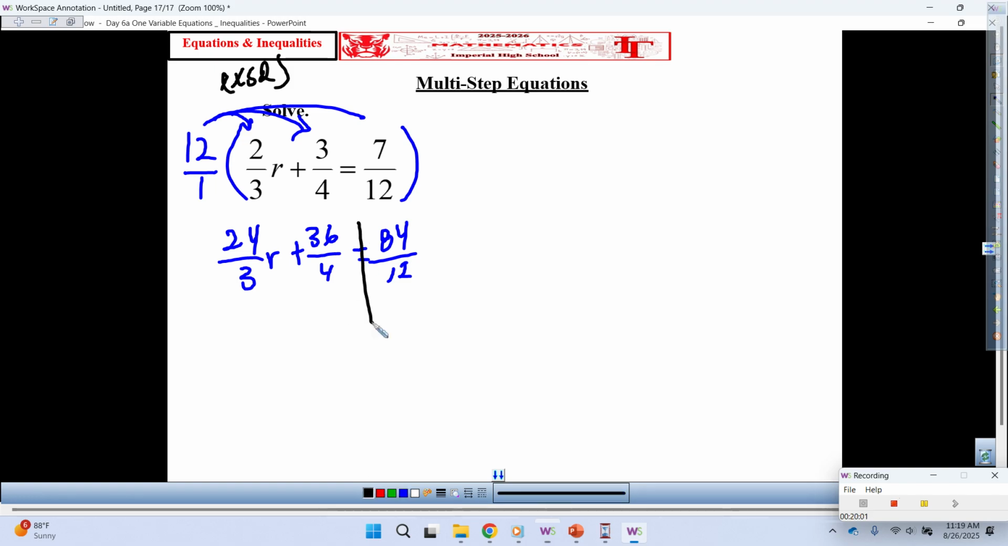Line down the equal sign. Can I simplify the left side anymore? Yes. What is 24 divided by 3? 8R. What is 36 divided by 4? 9. And what is, let's look at the right side, 84 divided by 12? 7.